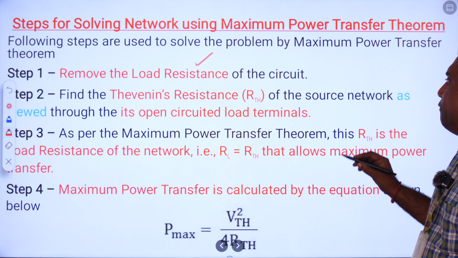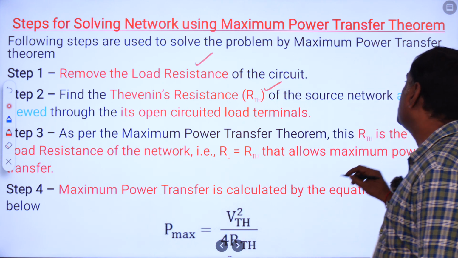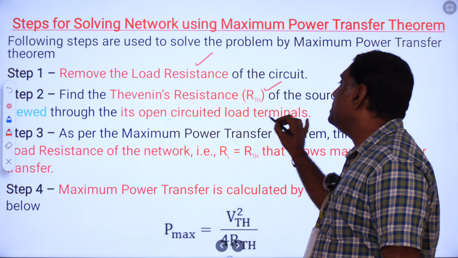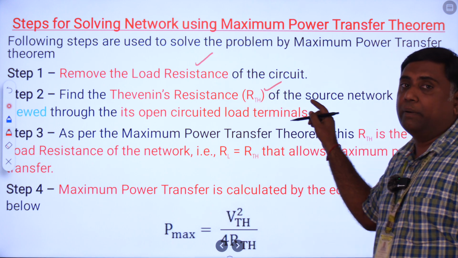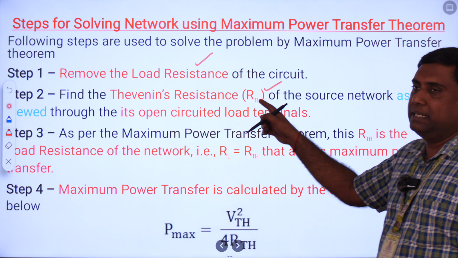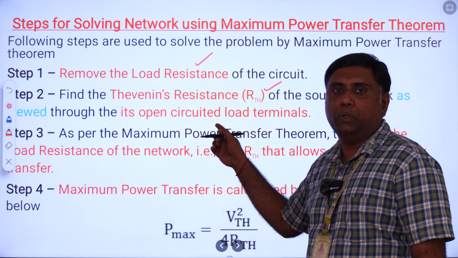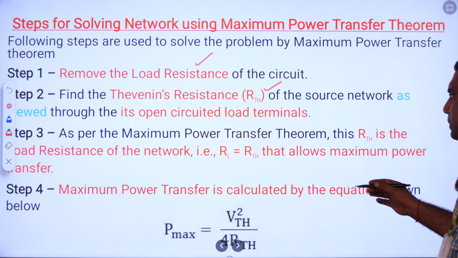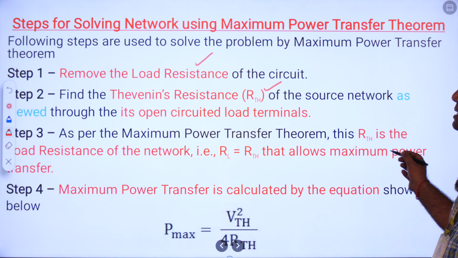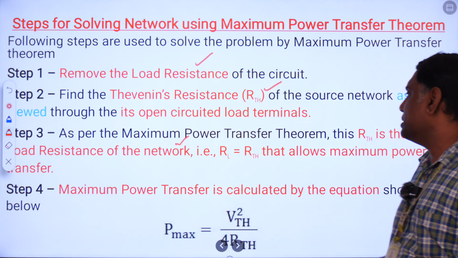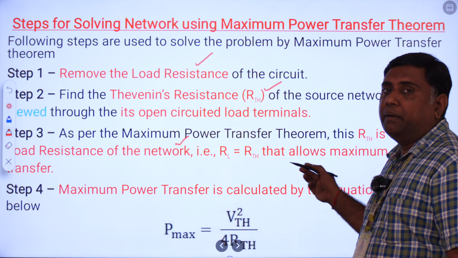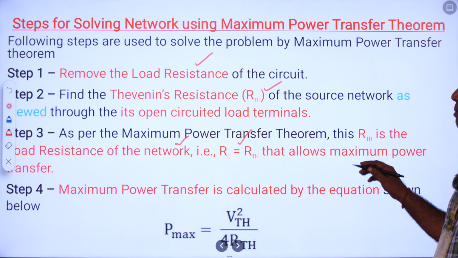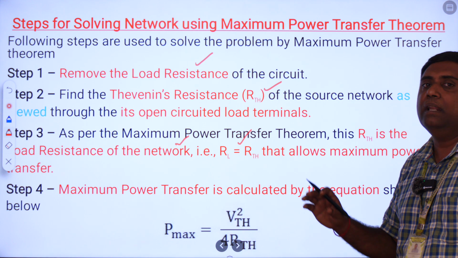Step two: find the Thevenin's resistance of the source network as viewed through the open-circuit load terminals, where the load resistance was removed. While calculating the Thevenin's resistance, we apply the Thevenin rules. Step three: as per the maximum power transfer theorem, the maximum power is transferred when RL equals R Thevenin. In that condition, maximum power can be transferred from the source network to the load.